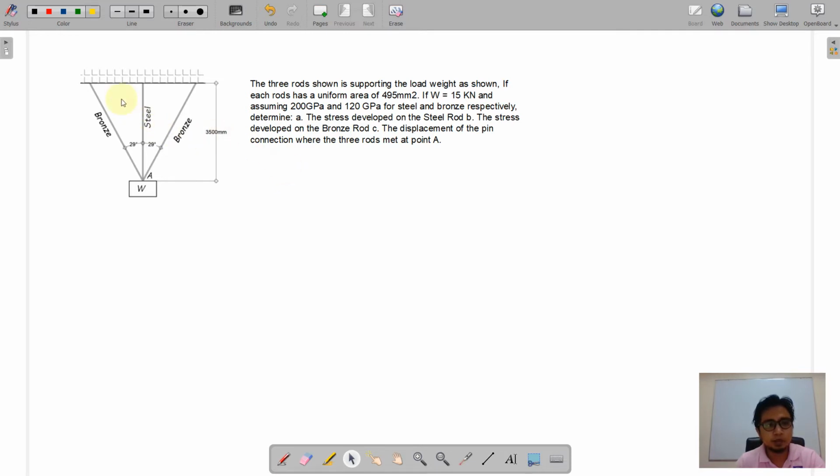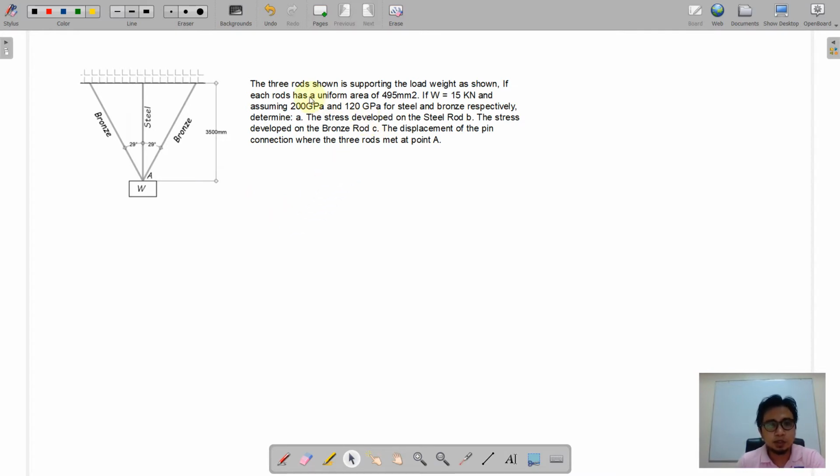So for this particular problem, we have a weight supported by two bronze rods as well as a steel rod. They coincide or meet at one common point. So we can do it by joint method and then proceed to the final behavior of this. Of course, these three rods will certainly stretch because of the weight W.